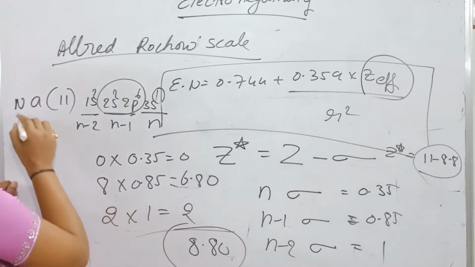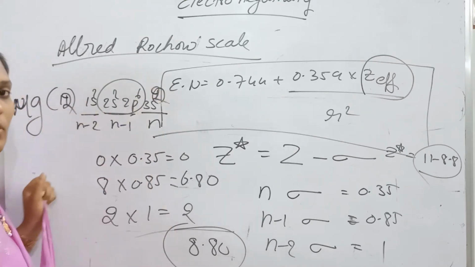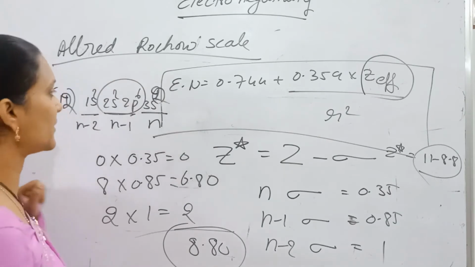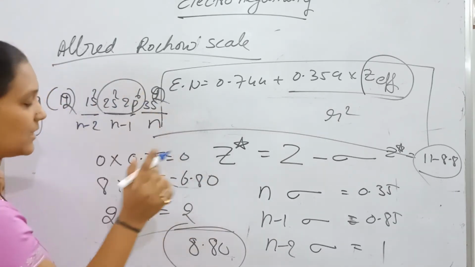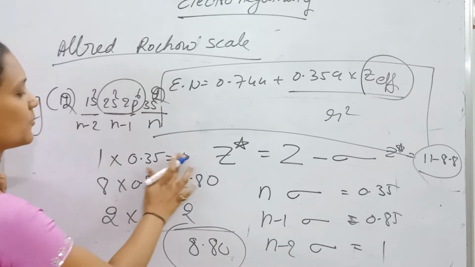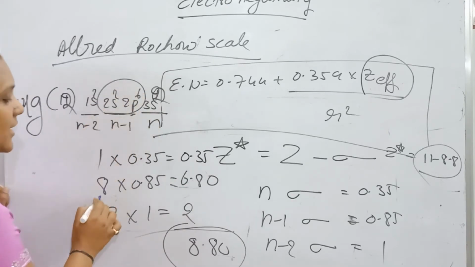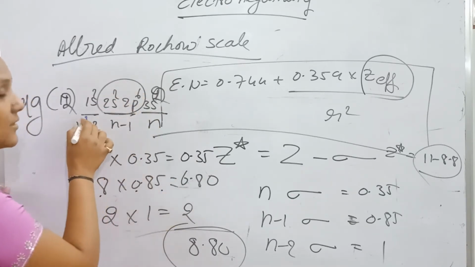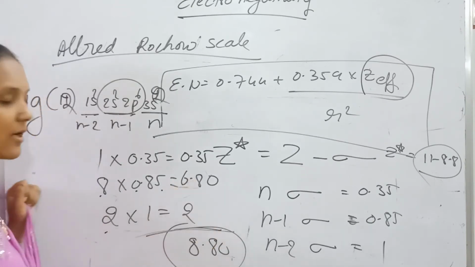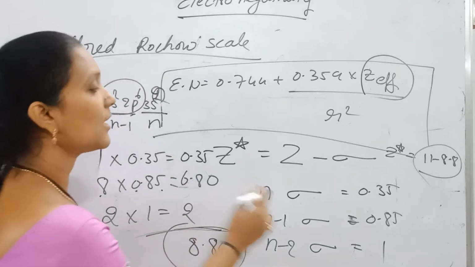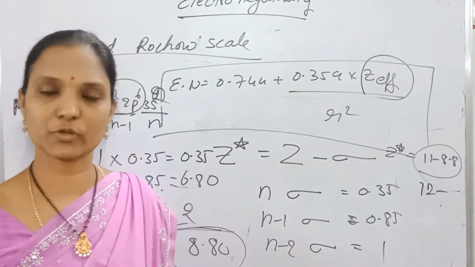For example, take magnesium. Magnesium 12, 3s2. What is the effective nuclear charge in magnesium? On the outer electron, one electron we have to remove, and one electron remains. Now 1 into 0.35, that is 0.35. Then 8 into 0.85, and innermost 2, 2 into 1, that is 2. So we take the total, that is the screening effect, and atomic number minus this screening effect is equal to the effective nuclear charge.